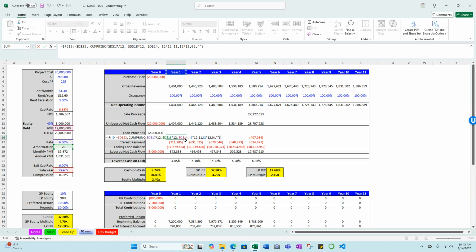Go to present value, which is the debt amount or loan amount. We do the year that we referenced times 12 minus 11, which gets us to month 1. And then this gets us to month 12. And then if the year referenced is past the sale year, nothing shows. So we just simply drag that across.